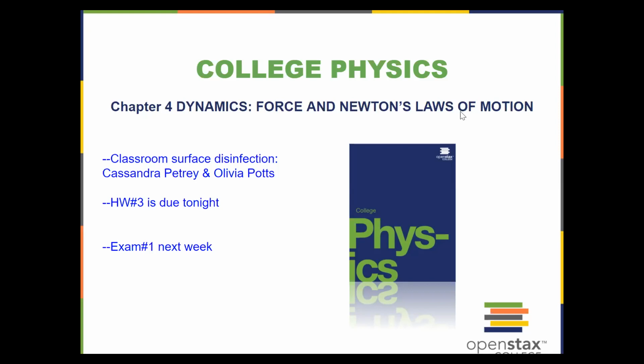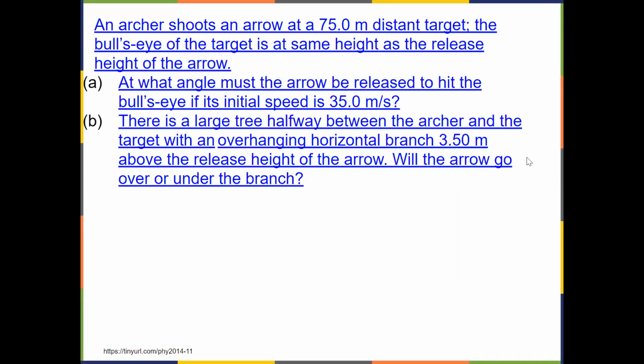All right, so today we'll probably be looking at chapter 4, okay? But before we do that, we still have some remaining business in chapter 3. Last time we were looking at part A of this problem: an archer shoots an arrow at a 75 meter distant target. The bull's eye of the target is at the same height as the release height of the arrow, and it asks what angle the arrow must be released at to hit the bullseye.